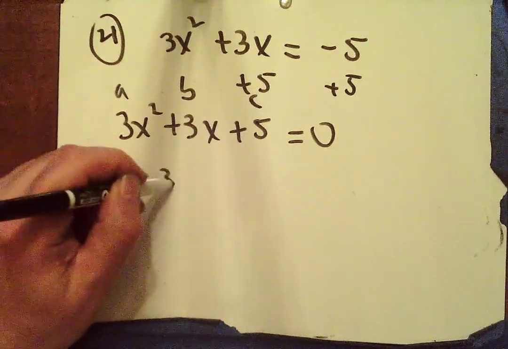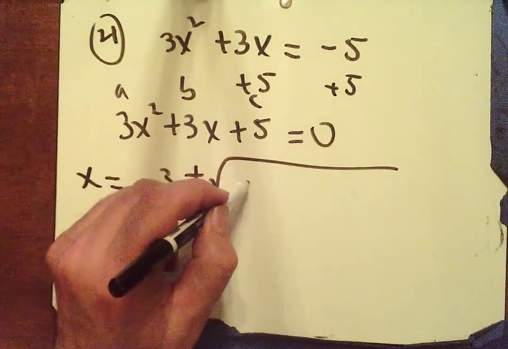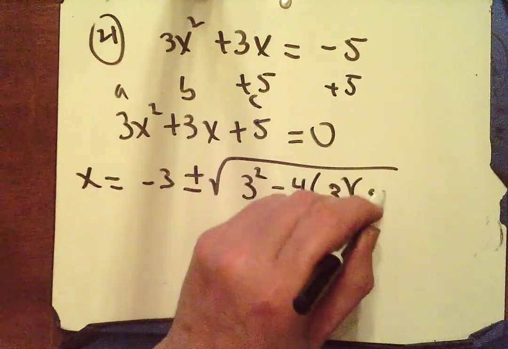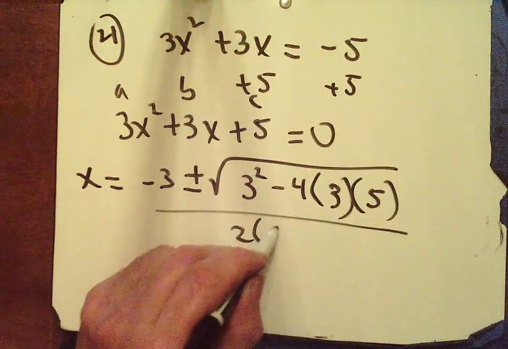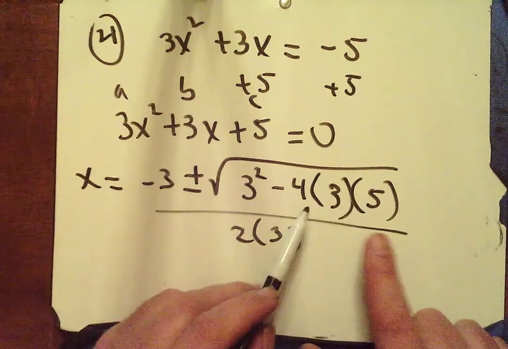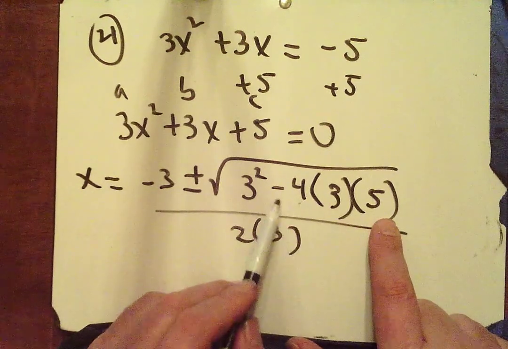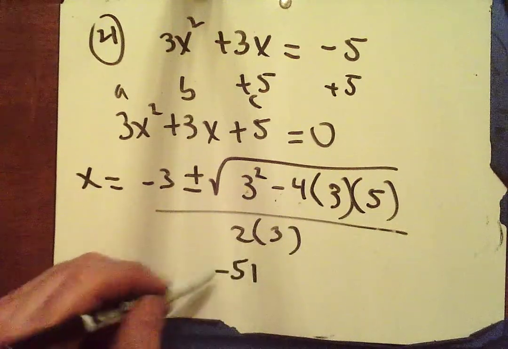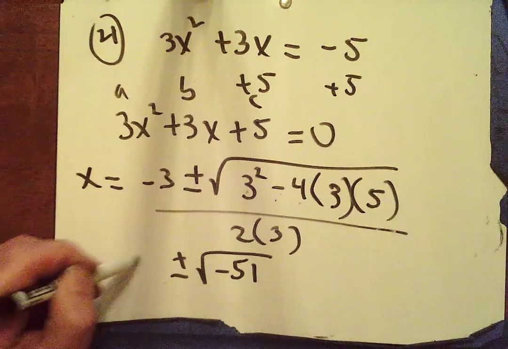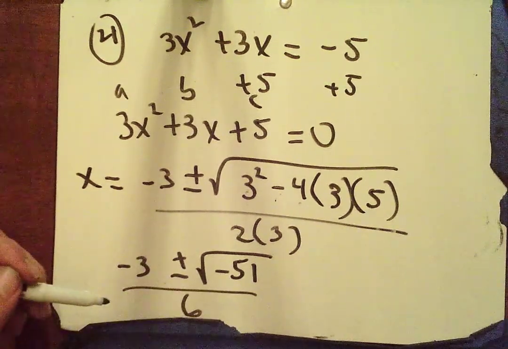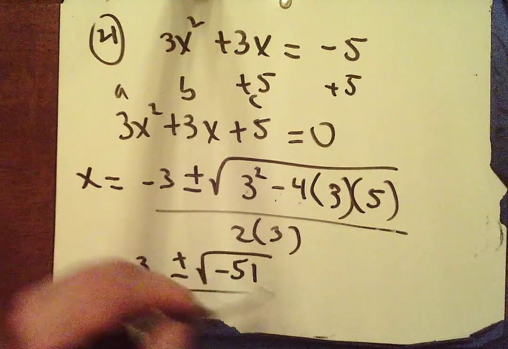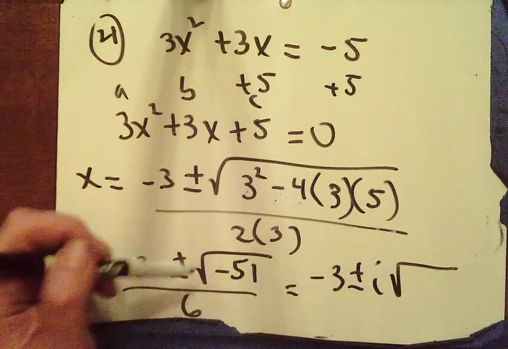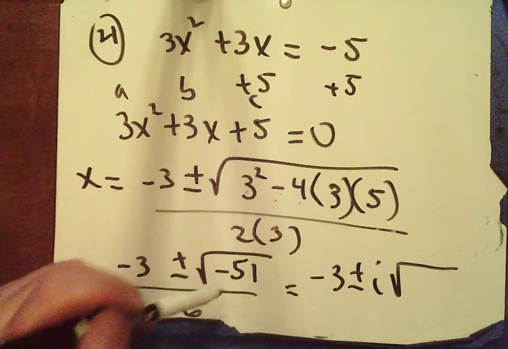x equals negative b plus or minus square root of b squared minus 4ac, all over 2a. So let's tidy this up. This is 12 times 5, which is 60. Ooh, negative 60. 9 minus 60 is negative 51. Plus or minus, we've got a negative 3 over 6. So, yeah, don't leave that there. How about negative 3 plus or minus i root 51? 51 is divisible by 3.